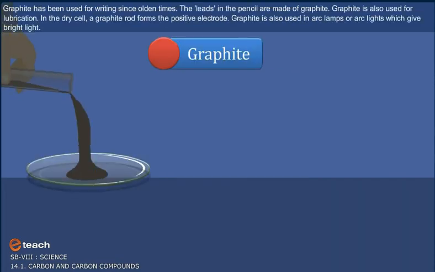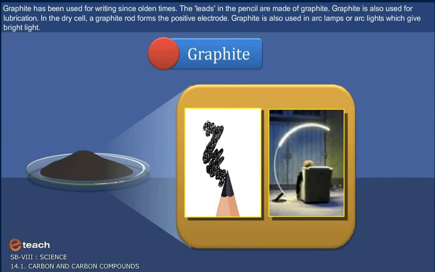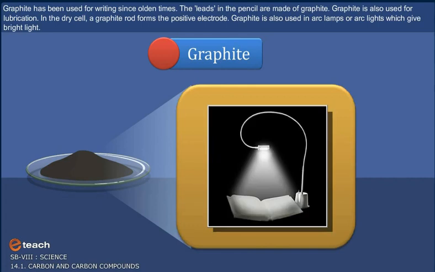Graphite has been used for writing since olden times. The leads in the pencil are made of graphite. Graphite is also used for lubrication. In the dry cell, a graphite rod forms the positive electrode. Graphite is also used in arc lamps or arc lights which give bright light.